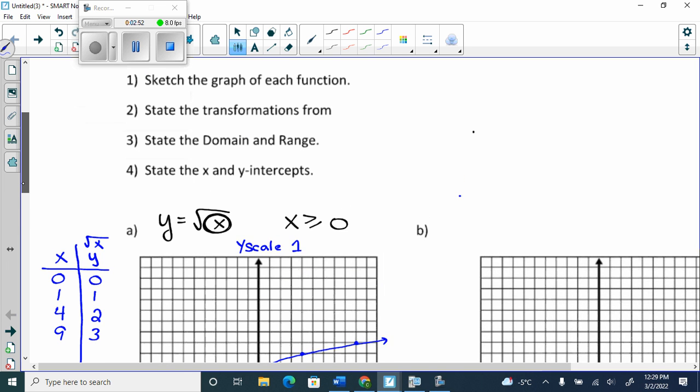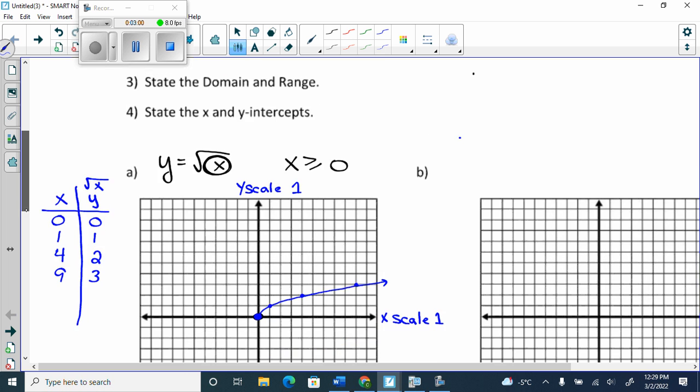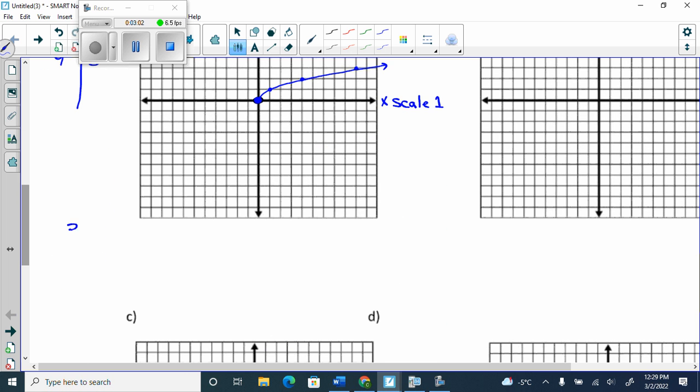So we're going to state the domain and range. So here it says, we'll do the transformations. Well, we don't have any transformations to state, right? This is the parent function. We've sketched it, state the transformation, state the domain and range. So the domain was x such that x is greater than or equal to 0, x in the reals.